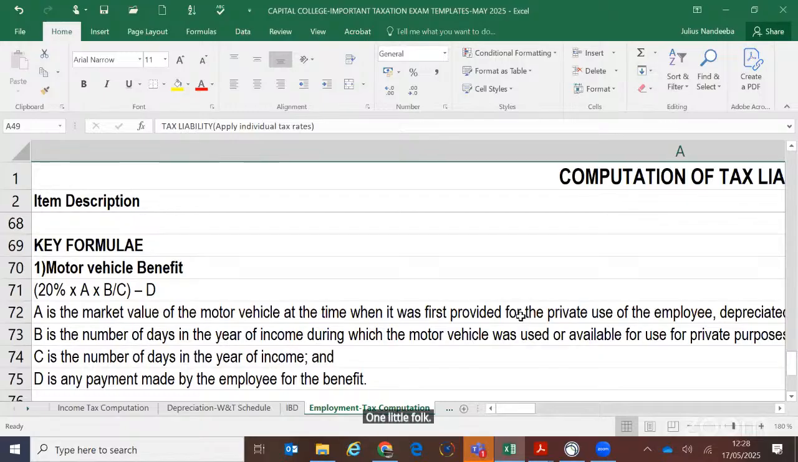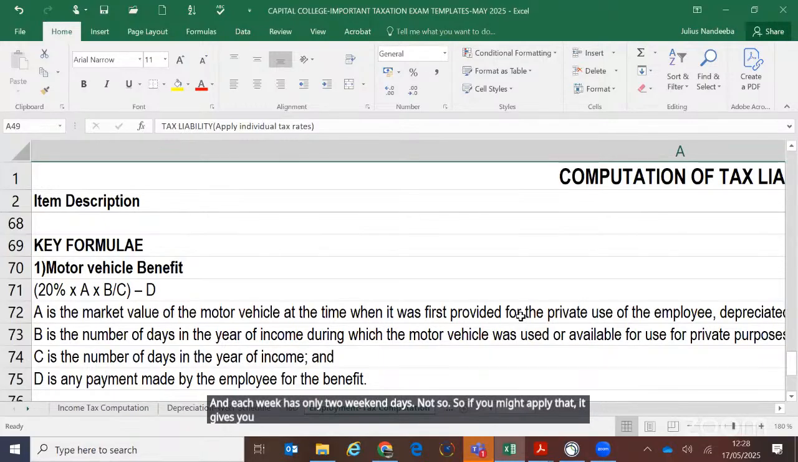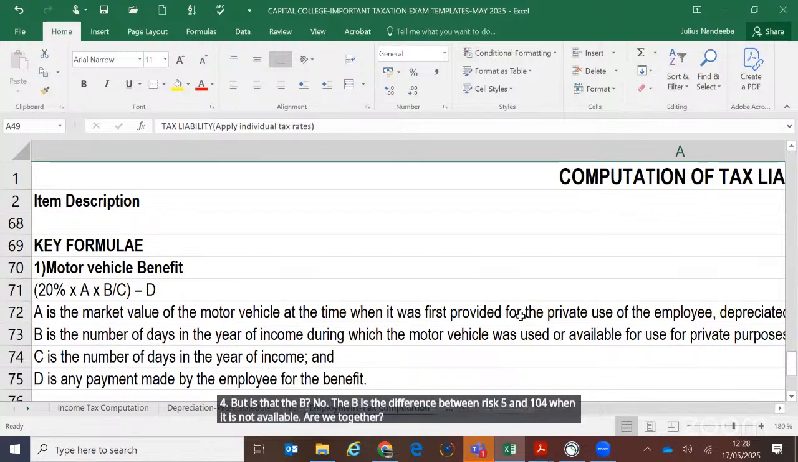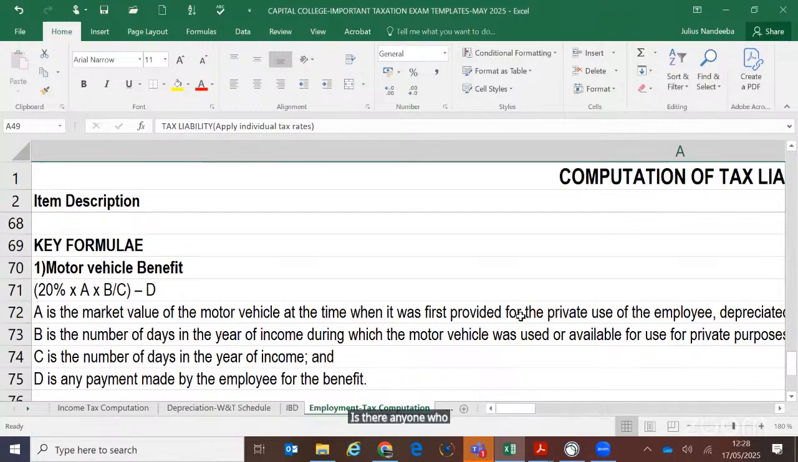104. If you get any other answer, it is wrong. Because it comes from the fact that a year has 52 weeks, and each week has only 2 weekend days. So if you multiply that, it gives you 104. But is that the B? No. The B is the difference between 365 and 104 when it is not available. Are we together? Is there anyone who is still confused about the B? I hope you got it.